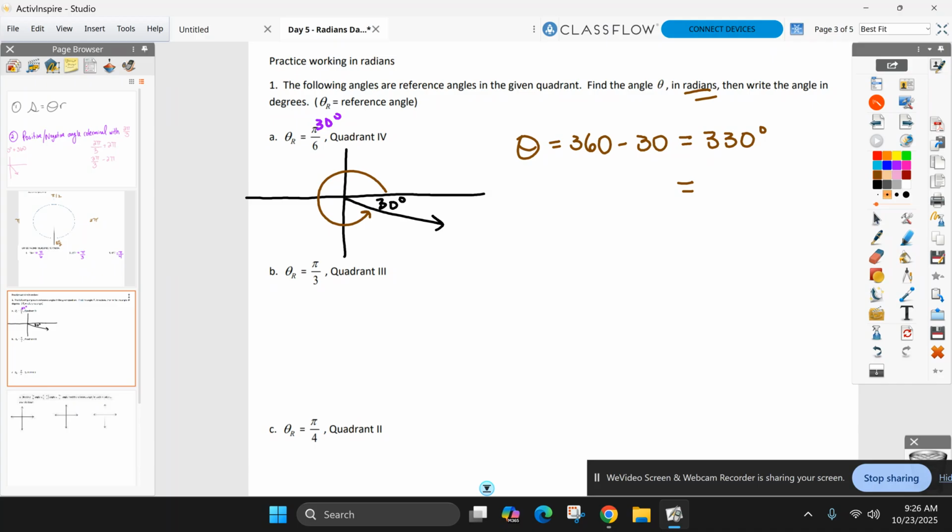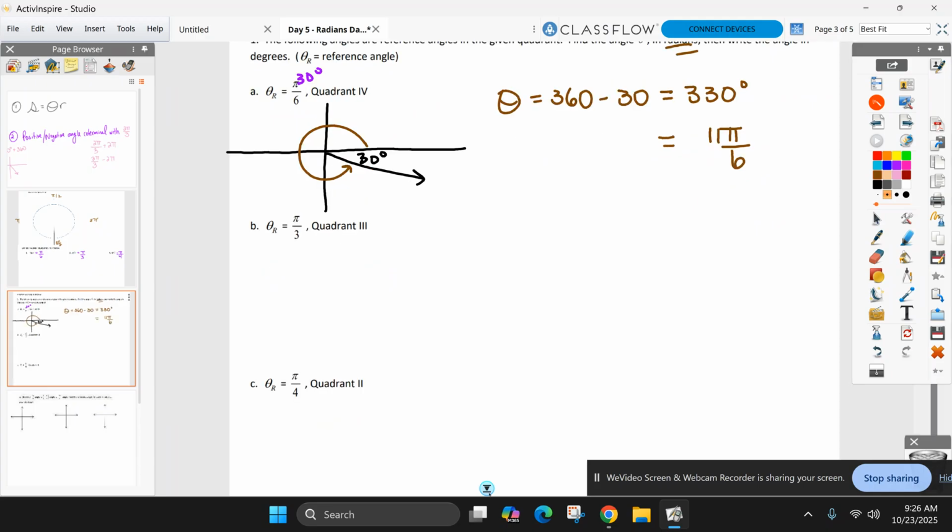So remember that pi over 6, which was 30 degrees? How many times does it go? How many 30s go into 330? 11. There it is. 11 pi over 6. We didn't need the calculator for that. I already knew pi over 6 was 30. So that's got to be 11 pi over 6. Done. We can do this without it.